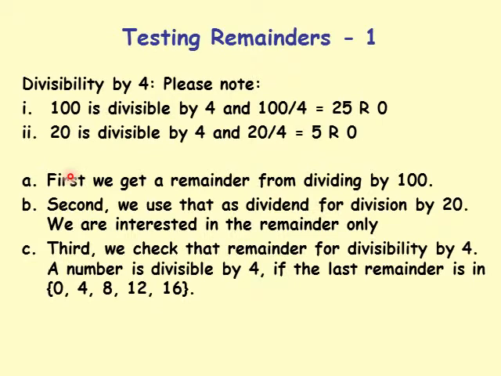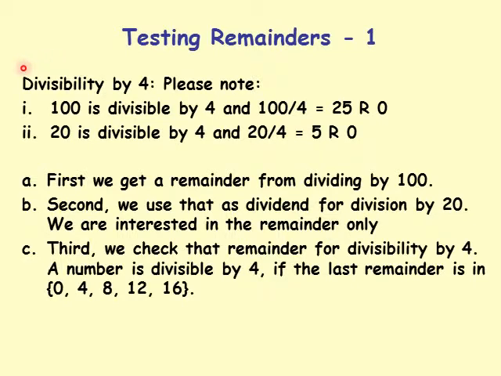Let's continue. Third, we check the remainder for divisibility by 4. First I take away all the hundreds and keep the remainder. Then from that remainder I take away all the 20s I can, keep the remainder, and discard the quotient. Then I see whether the remainder from the second step is 0, 4, 8, 12 or 16. Or I can take away all the fours from here and see if I get a 0.